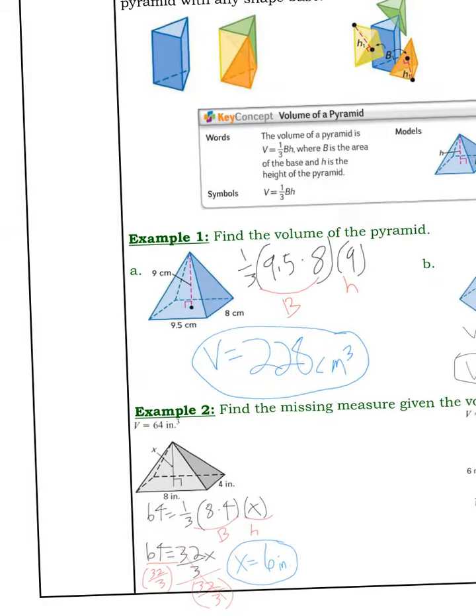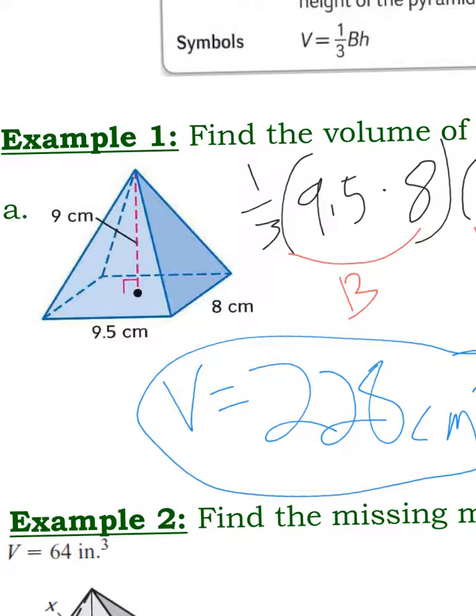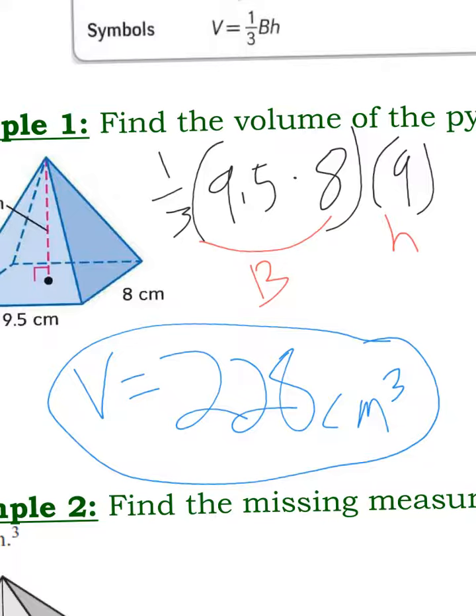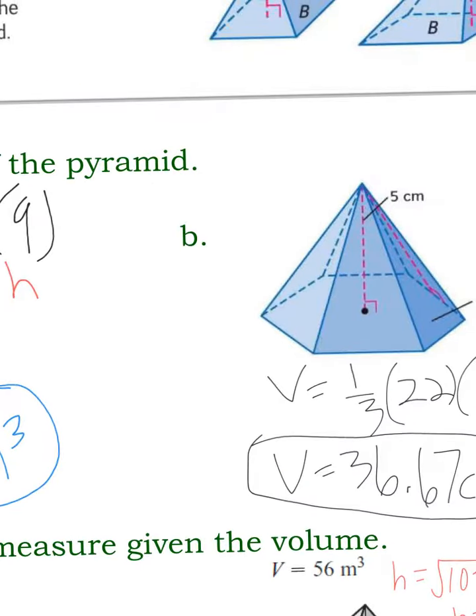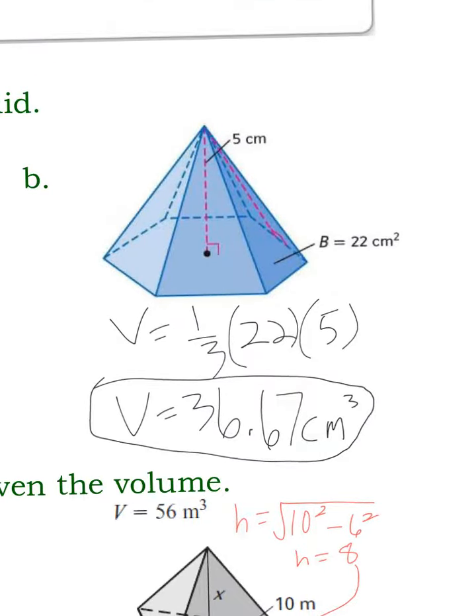They're really straightforward. This is a rectangular base, so area of the base is 9.5 times 8, and the height of the pyramid is 9, so I did 1/3 times 9.5 times 8 times 9. I get 228 cubic centimeters. The next one, this is a 1, 2, 3, 4, 5, 6-sided base, so what's that, a hexagon? So this is a hexagonal base, but you don't have to figure out the area of that. Capital B is 22, so I just plug in 22 times 5 times 1/3, and that's it.